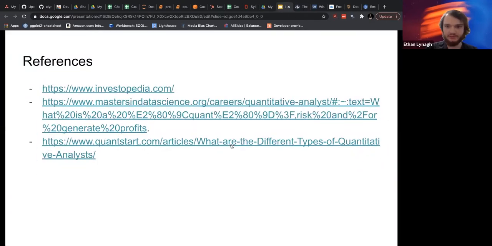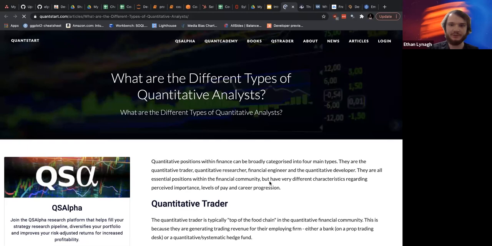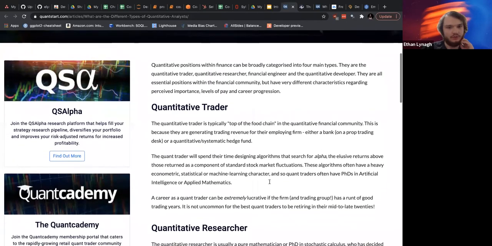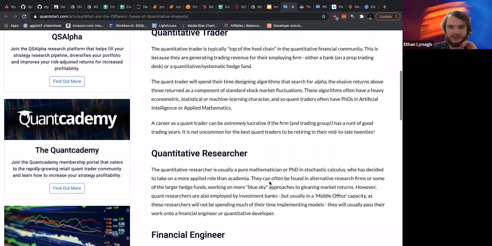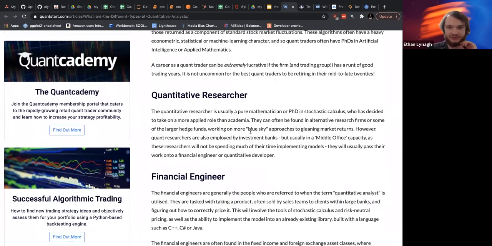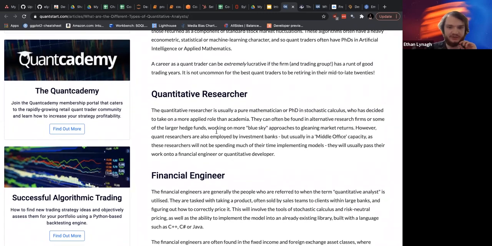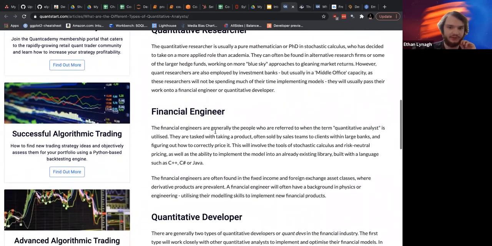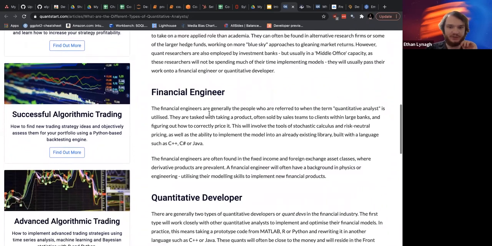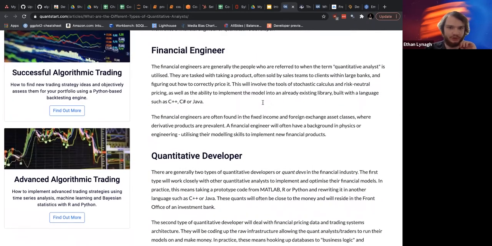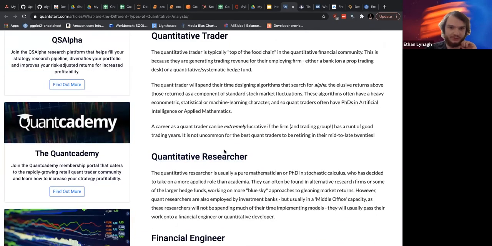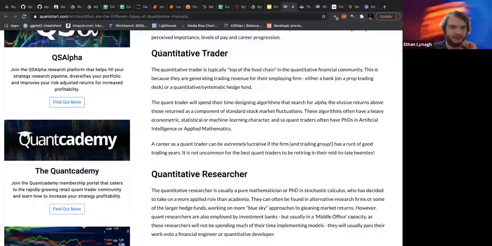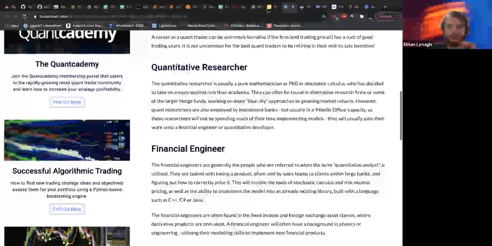I was also going to cover that there are different types of quants, so to say. You have the quantitative trader who's usually doing the trading. You have the quantitative researcher who's researching different methods to back financial valuing. You have the financial engineer and quantitative developer who are pretty similar. They're both writing the code to take what the quantitative researcher is doing and use it to make output that the quantitative trader can trade on.